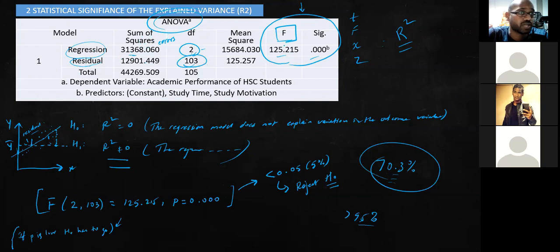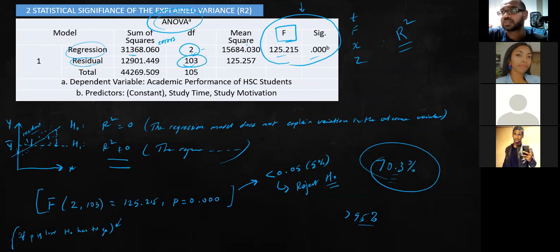And in fact, to calculate the F statistic, you just take. Sorry, just mute.